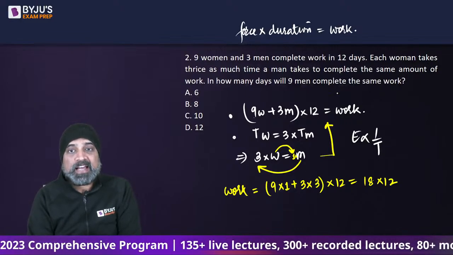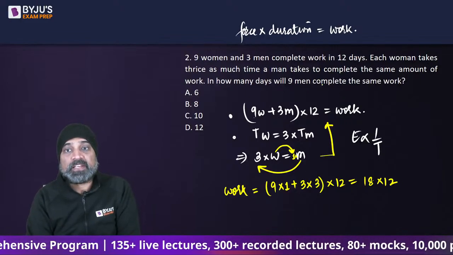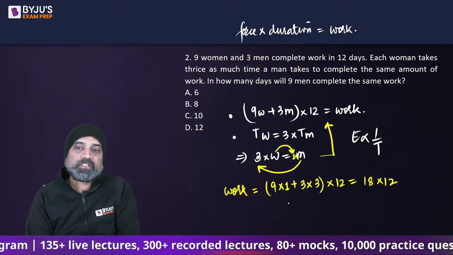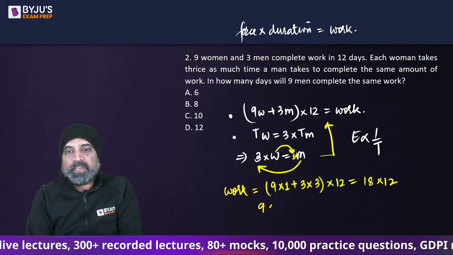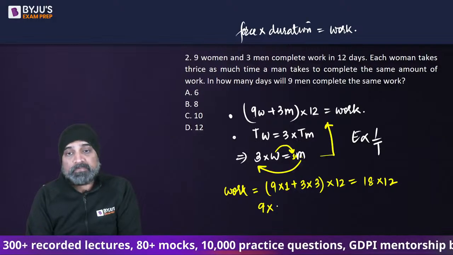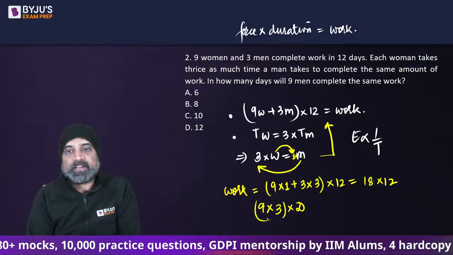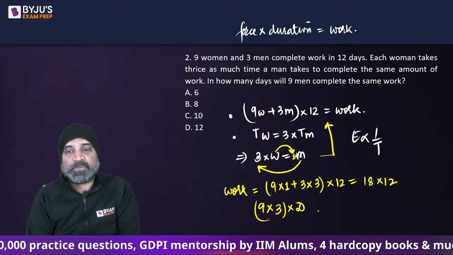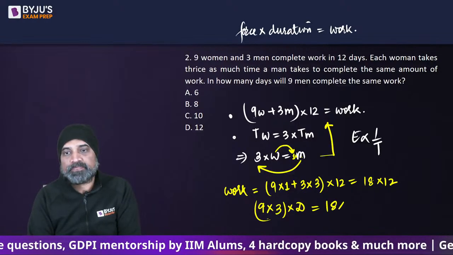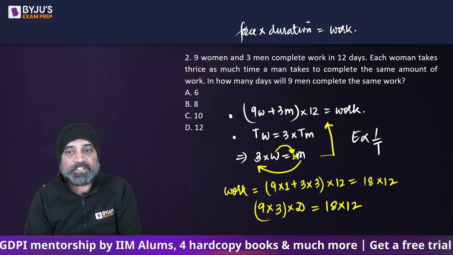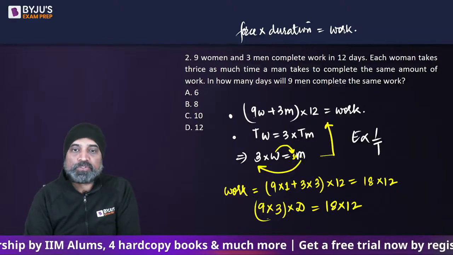Now the question is asking us, in how many days will 9 men complete the same work? So 9 men would mean 9 into efficiency of a man being 3. In how many days will it complete it, right? This is the workforce, D is the duration, and the total work is, we just calculated it to be 18 into 12. So we are supposed to solve this.